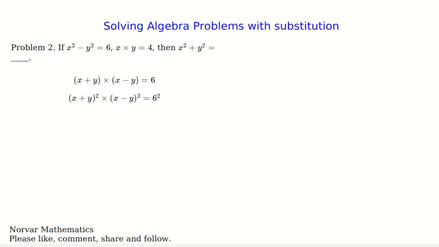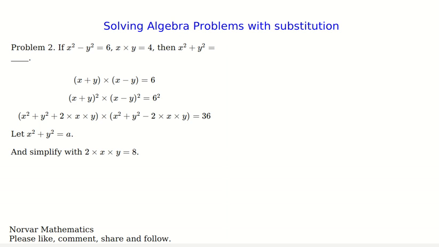Expand with the perfect square formula. (x² + y² + 2xy)(x² + y² − 2xy) = 36. Since both factors have x² + y², let x² + y² = a, and simplify with 2xy = 8. (a + 8)(a − 8) = 36.